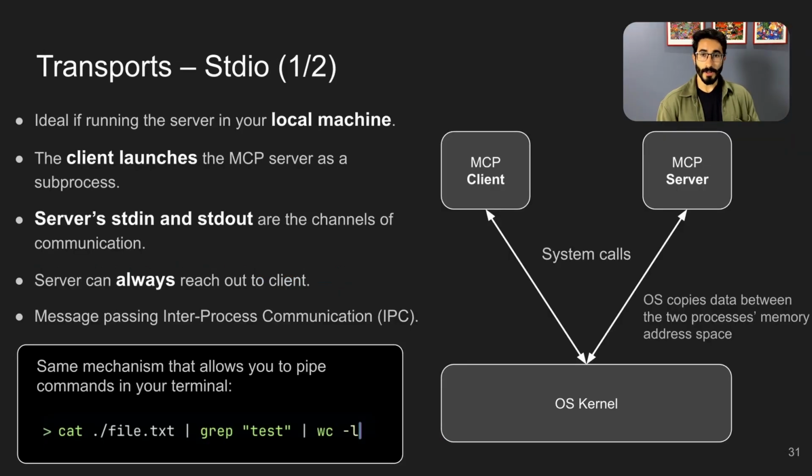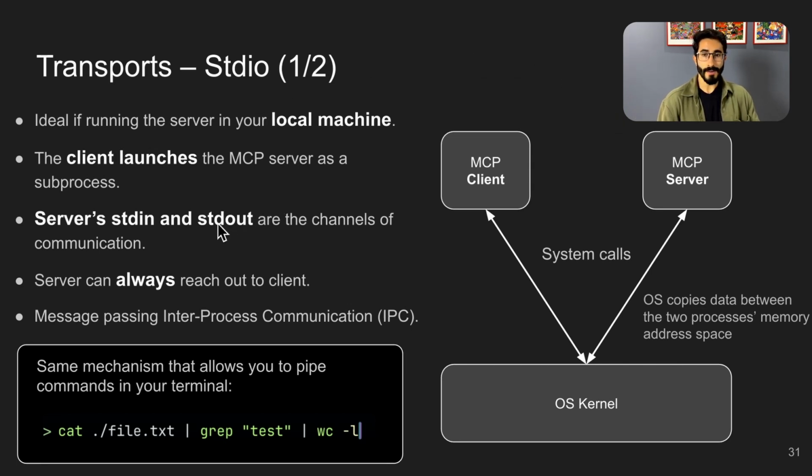Now let's move on to transports, which is the channel of communication between the client and the server. So if you're running your MCP server locally, you can use standard I/O to communicate. In fact, you should use standard I/O because it's the simplest and most efficient transport available. In this situation, usually the client will launch the MCP server as a sub-process. The client just needs to know what's the command it's supposed to run to launch the MCP server.